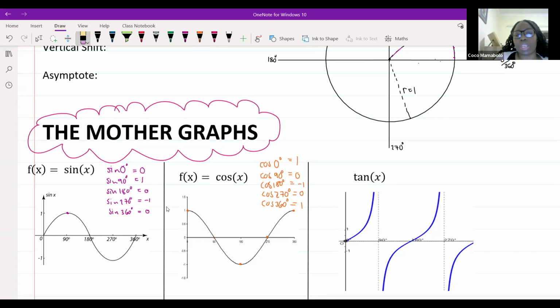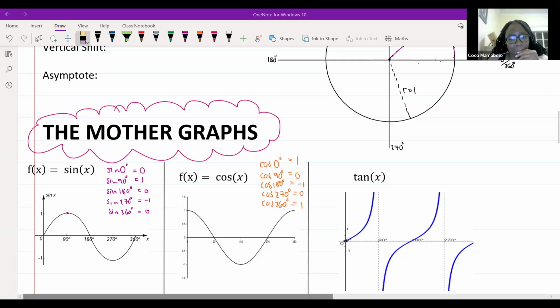Now, guys, when I say we need to understand what the mother graph looks like and what it does, I need us to commit it to memory. So you need to remember where the sine of 0 is sitting, where the sine of 90 is sitting, where sine of 180 is sitting. And I'm about to show you now why.